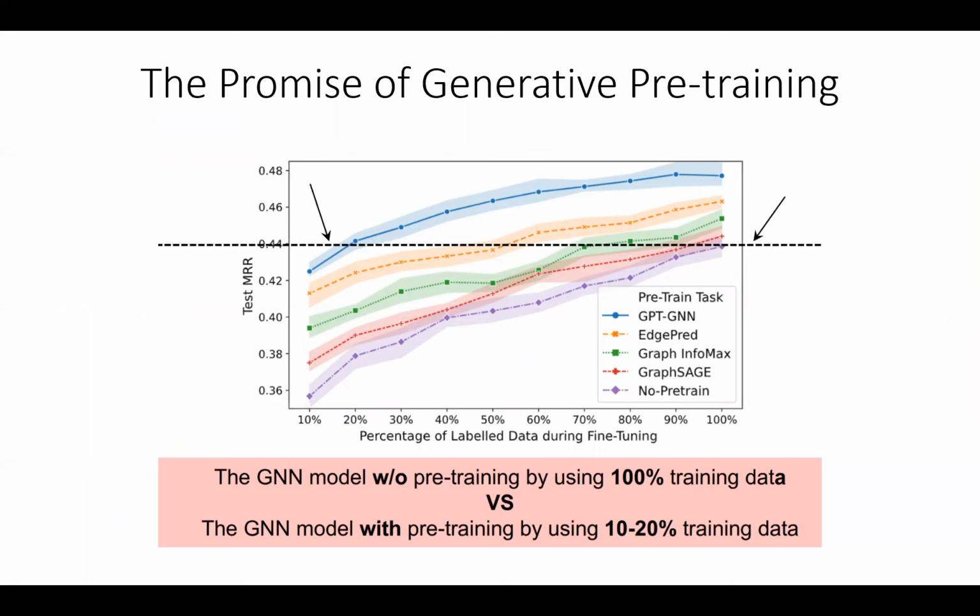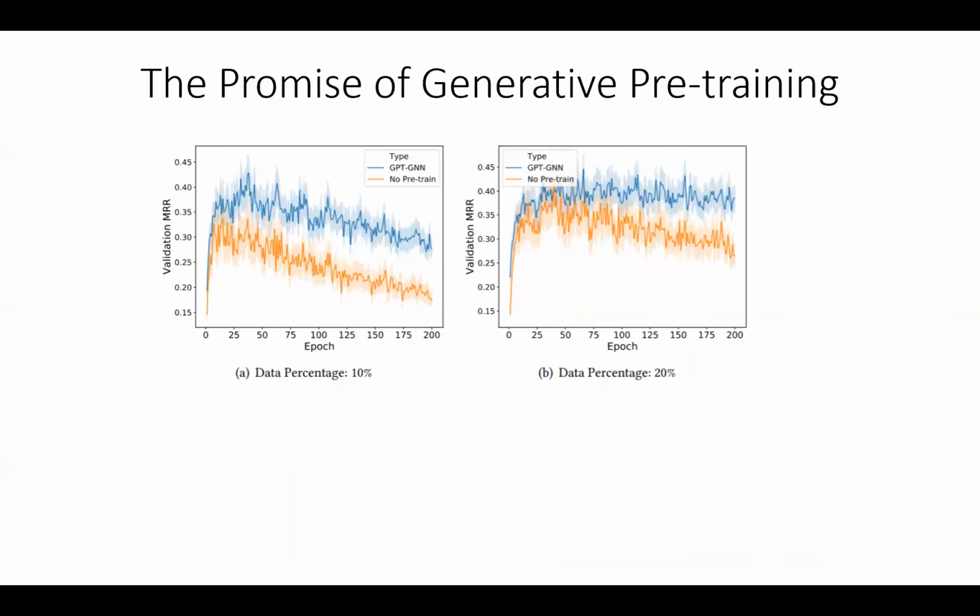In addition, we can see that with pre-training, the performance with only 20% of labeled data is higher than direct supervised learning with 100% of the data. This shows the effectiveness of pre-training, especially when labels are scarce. We also show the loss curve with and without pre-training. With pre-training, the model can achieve higher generalization performance and is more robust to overfitting.